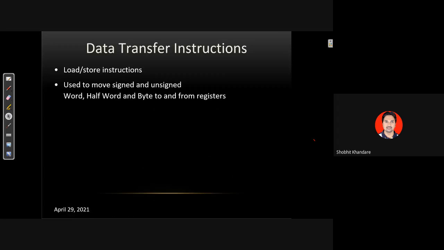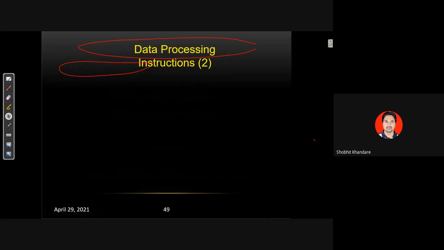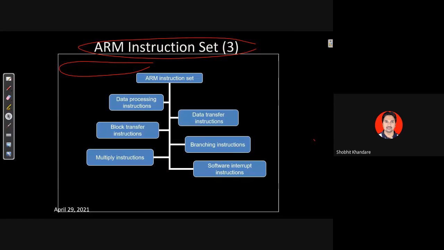In the next lecture, I'll be talking about data transfer instruction, because as I have already told you, I will be starting with load and store instruction. So I will start with data transfer instruction first. Where did you see these data transfer instructions? You saw them here.